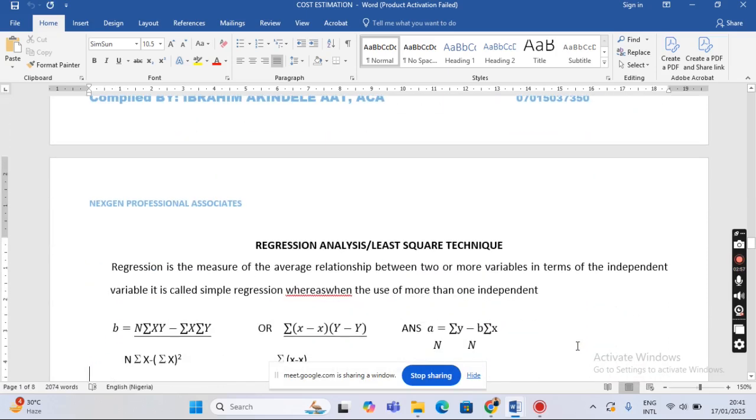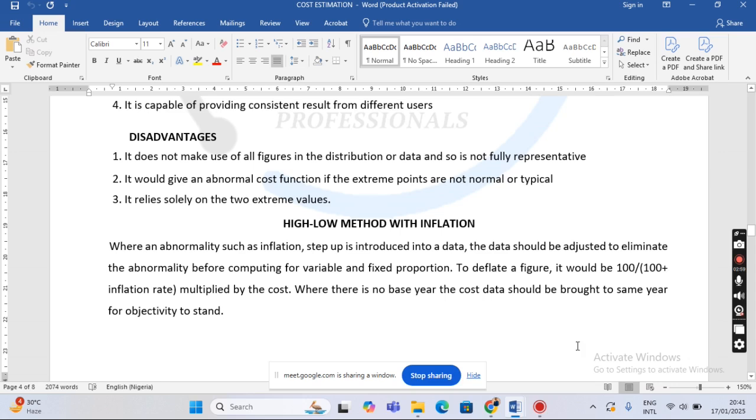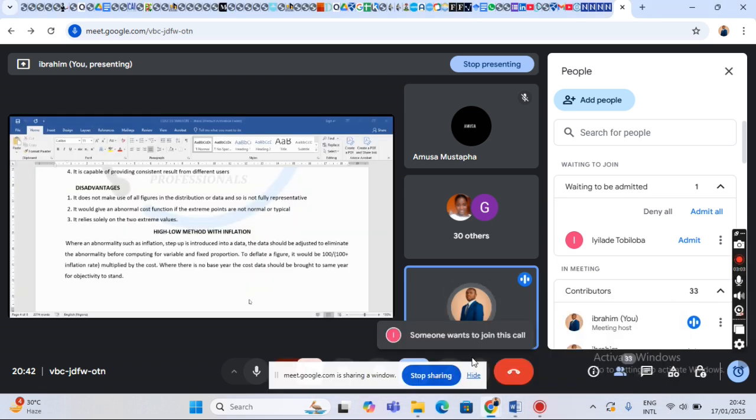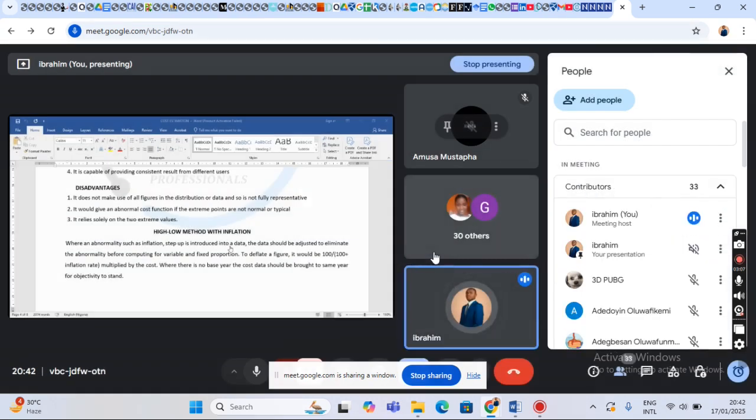So now, having established that, right, we quickly go to the inflation. Now, don't forget that your data, your cost, will be adjusted for inflation. Now, what is inflation? Inflation is a persistent rise in the price of goods and services, right? Which will definitely affect your cost.